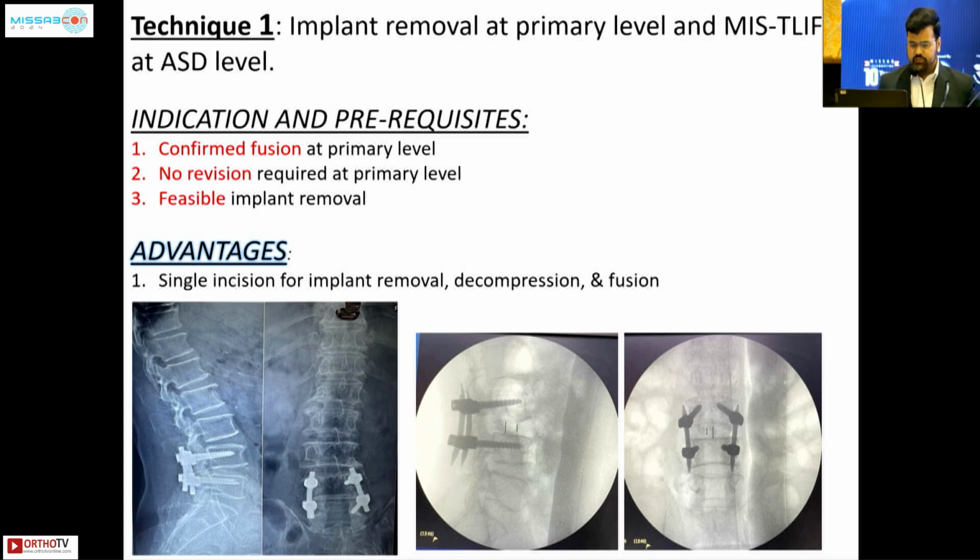So let us discuss the first technique, which involves implant removal at the primary level and MIS relief at ASD level. The indication of this technique is when there is a confirmed fusion at the primary level, no revision required at the primary level, and the implant removal is feasible. The advantage is that a single incision can be used for implant removal, decompression and fusion.